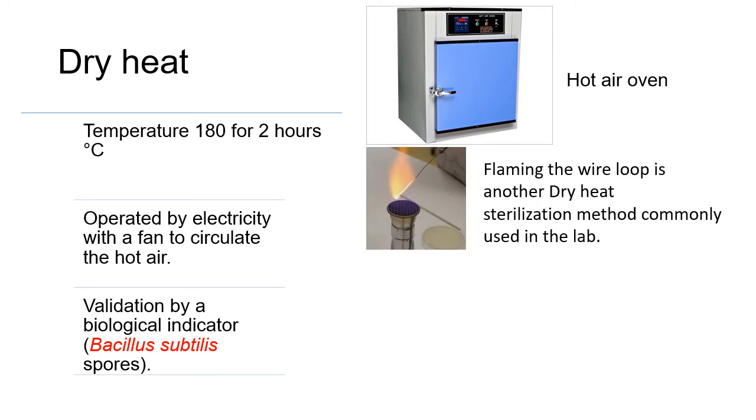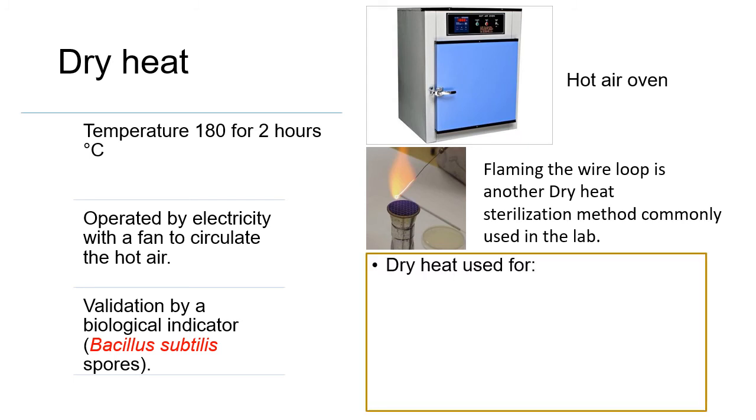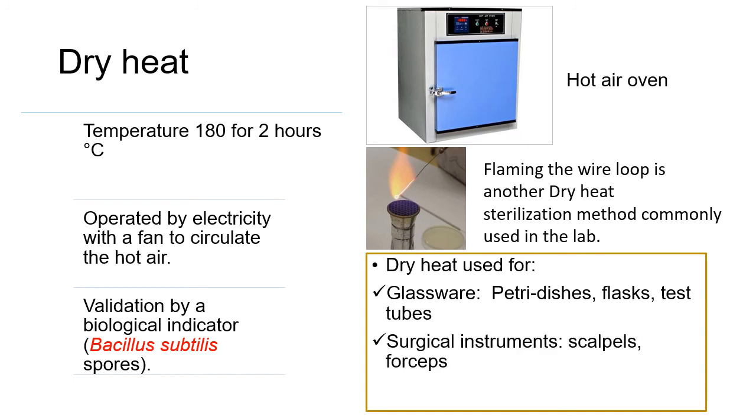Similar to this is the flaming technique that we use in the lab, where we have this wire loop. We expose it to the heat, and then we use it to culture the bacteria. How do we use the dry heat technique? We use it for glassware, anything made of glass. You can sterilize it in this oven. You can also use it to sterilize surgical instruments, anything that the surgeon can use, like scalpels and forceps, and also for chemicals like paraffins and glycerol.